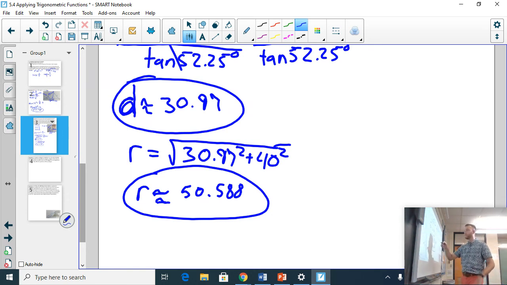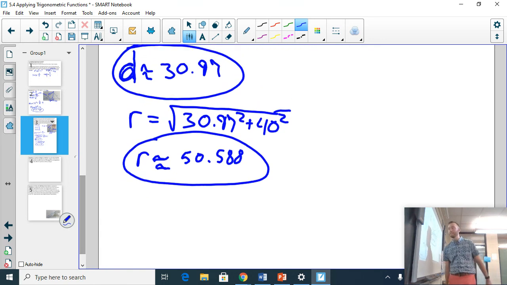And in the next section, we're just going to go a little more over some word problems that might be a little more in depth than these other two. But that should cover today's lesson on applying trig functions.